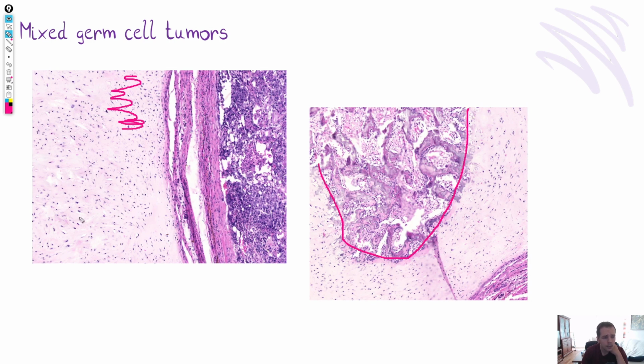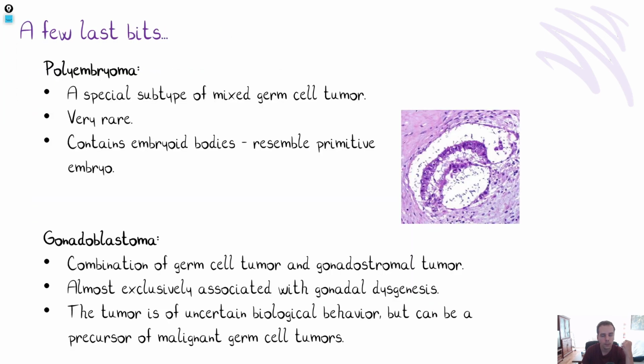And you can see that the cartilage doesn't look completely mature. It's quite immature because it's hypercellular. There is a lot of cells which are haphazardly distributed, and even the cartilage cells, the chondroblasts, are a little bit hyperchromatic. So even the cartilage is not completely mature. So this is the example of mixed germ cell tumor with component of teratoma, embryonal carcinoma, and Yolk sac tumor. And this is the last slide, just a few last bits.